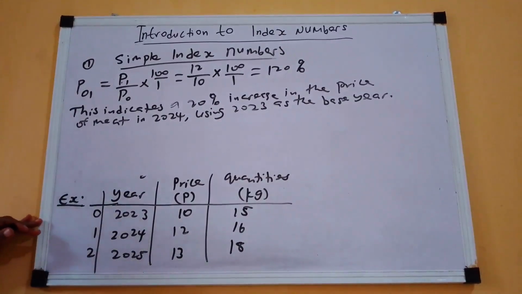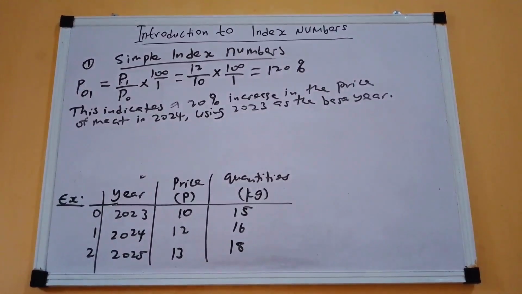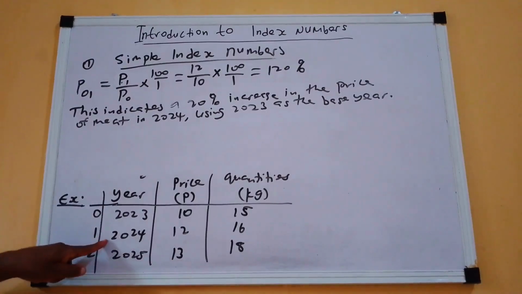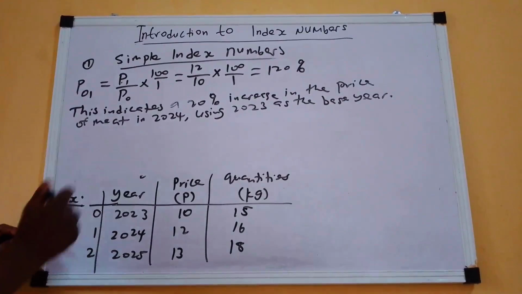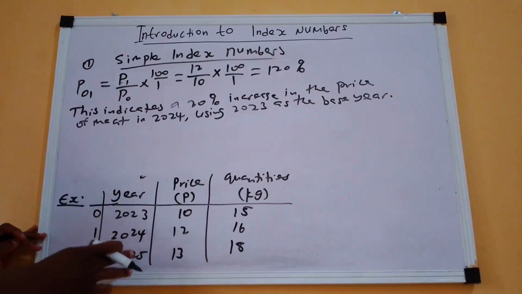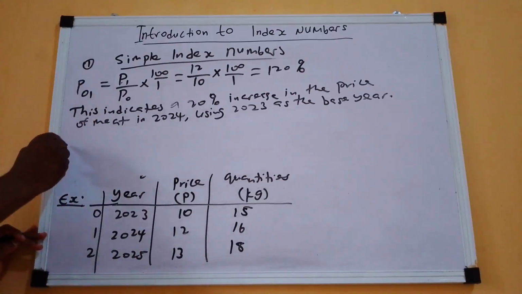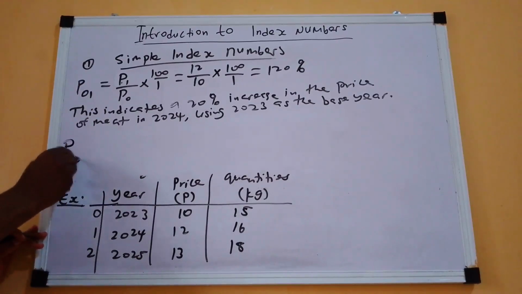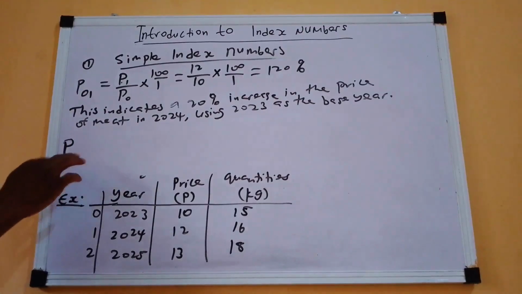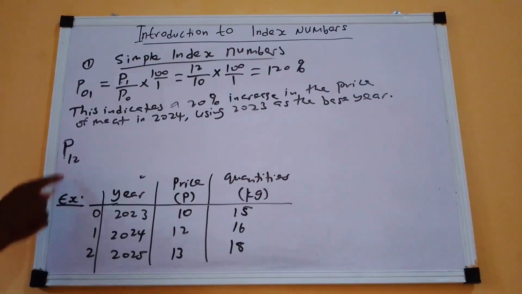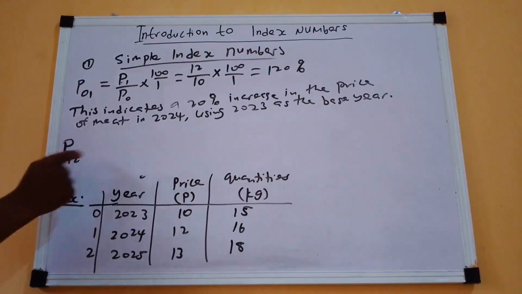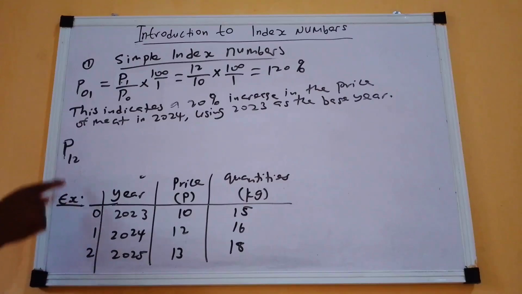Now if I want to use 2024 as the base year, I want to calculate the simple price index for year 2025 using 2024 as the base year. So I will just simply write it as a code. These are codes to understand the years. The previous comes before the current. So I will now have the price index as P12. That means the price index number of year 2025 using year 2024, which is subscript 1, and 2025 is the one after, which is 2. So we are calculating the price index number for year 2025 using year 2024 as the base year.